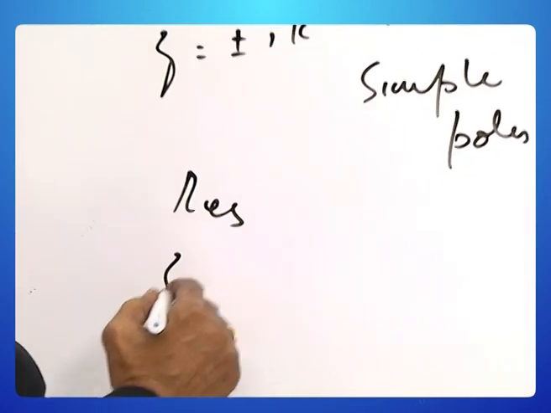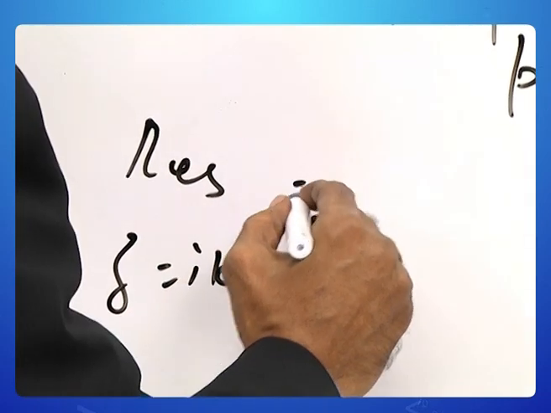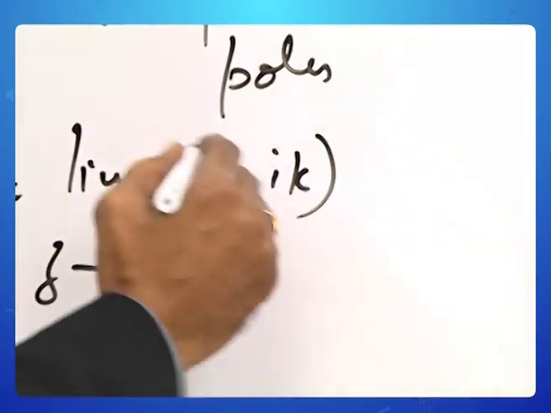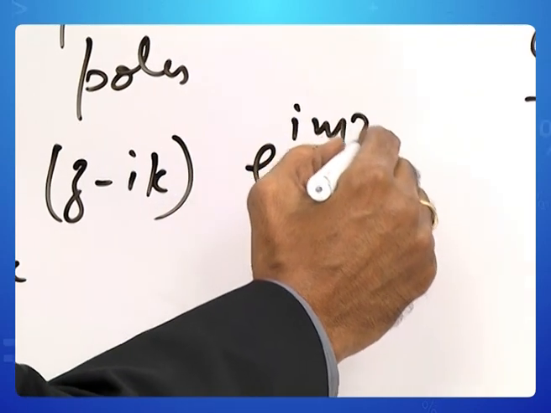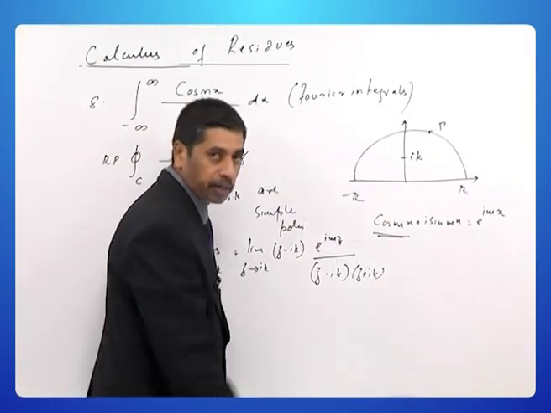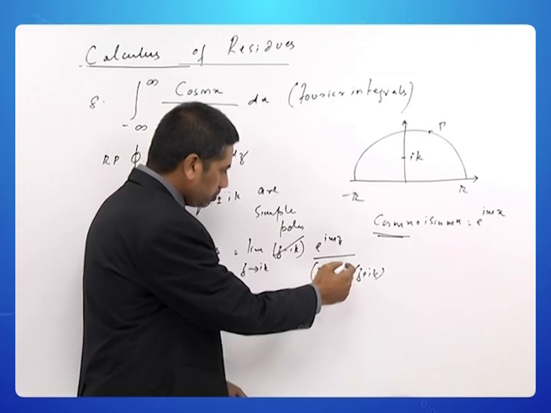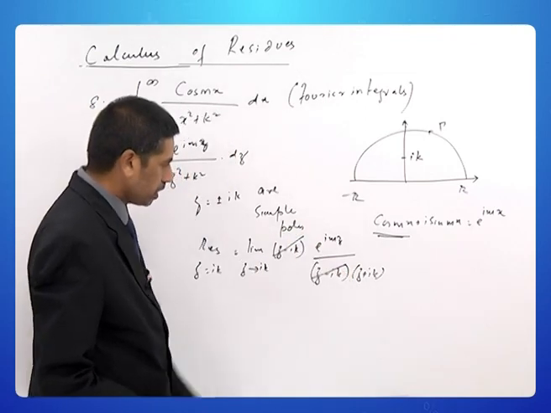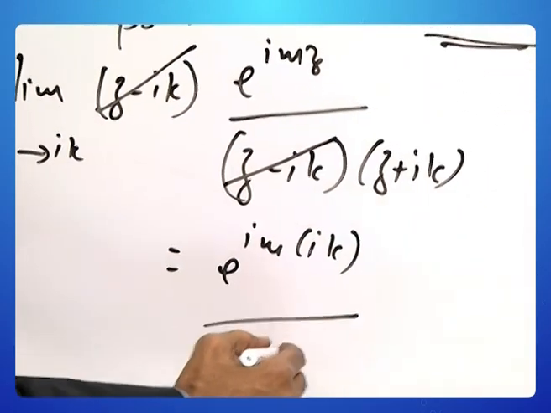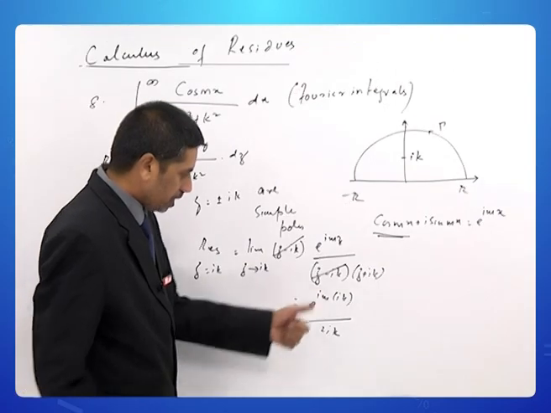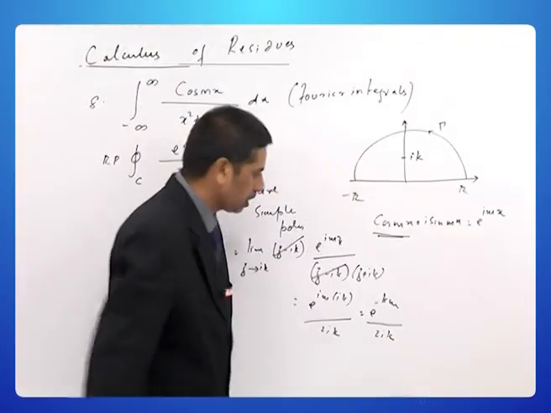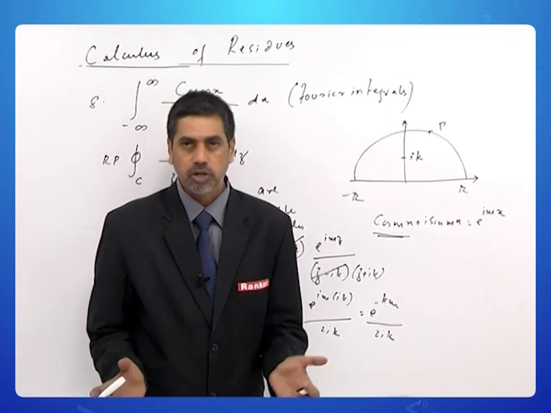So, the residue at z is equal to ik is equal to the limit z tends to ik of (z minus ik) into e power i m z by (z minus ik) into (z plus ik). Now, you can get this cancelled and then put z is equal to ik, and you will get e power i m into ik divided by 2ik. i square is minus 1, therefore, we will get e power minus km by 2ik. This is the residue. The other residue is not required.